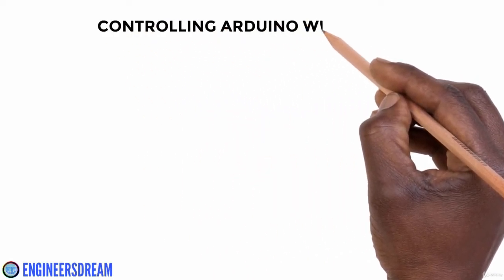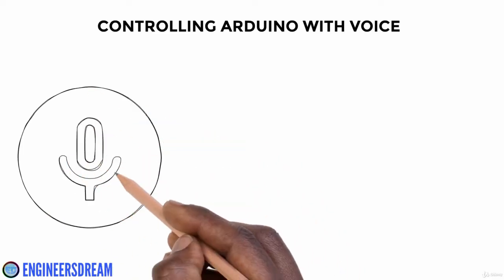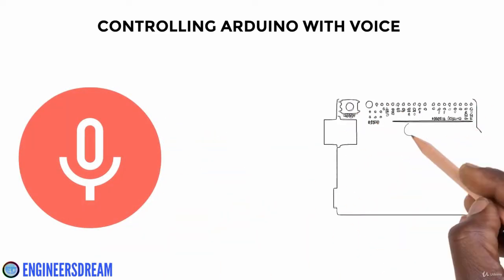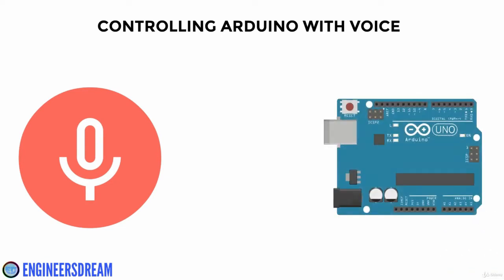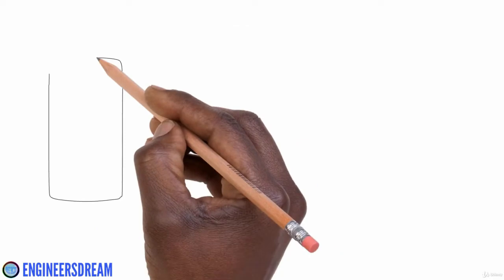In this video, we will control the Arduino using a voice. That is, we will move the robot forward, backward, left, right and stop by sending voice commands to our Arduino. So first, we'll basically create an Android app.